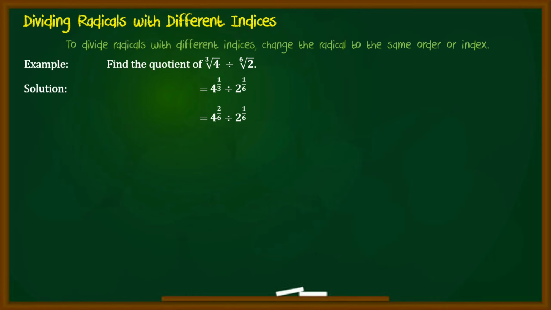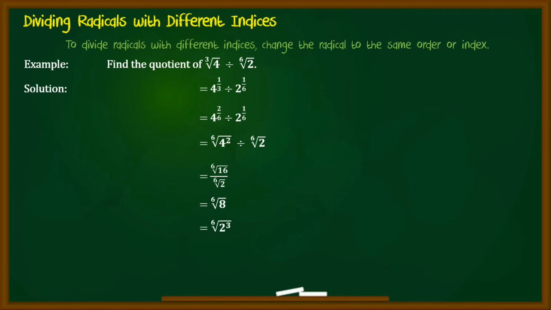Next, make the fractional exponent similar. So we have 4 raised to 2 over 6 divided by 2 raised to 1 over 6. Now, write each of them in radical form. So we have the sixth root of 4 raised to the second power divided by the sixth root of 2. Simplifying, we have the sixth root of 16 divided by the sixth root of 2. Dividing the radicands, 16 divided by 2, we get 8. So we now have the sixth root of 8.